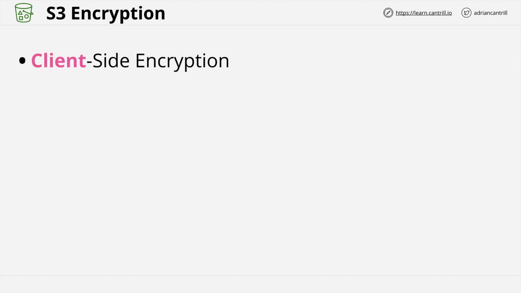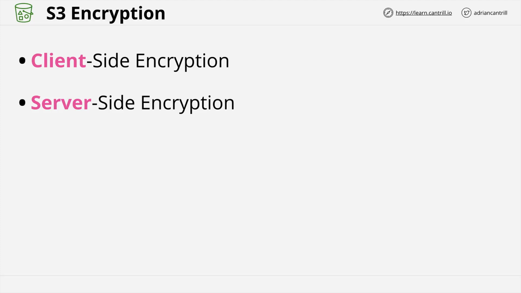Now, there are two main methods of encryption that S3 is capable of supporting. We've got client-side encryption and server-side encryption, and both of these refer to encryption at rest, so the method of determining how objects are encrypted when they're persistently stored on disk. It doesn't refer to encryption in transit, which is a completely separate thing inside S3.